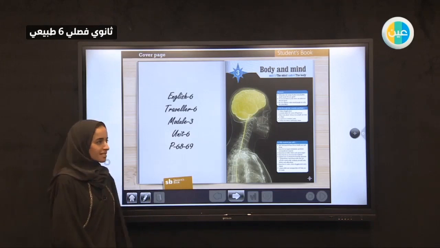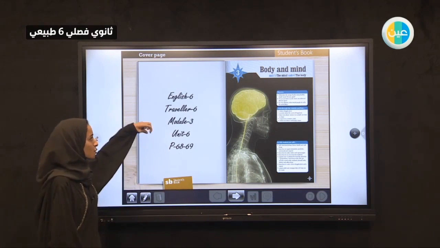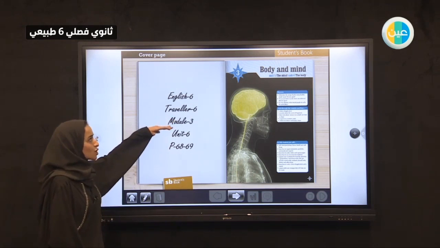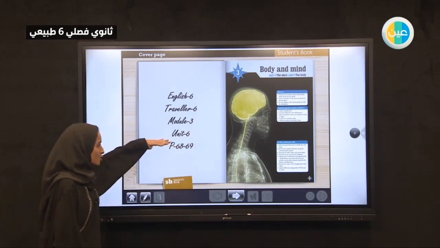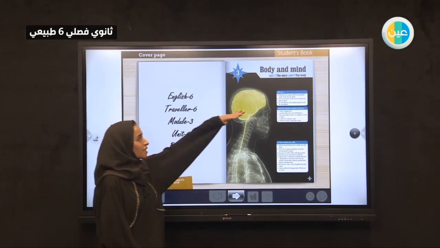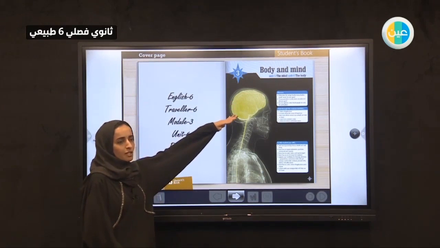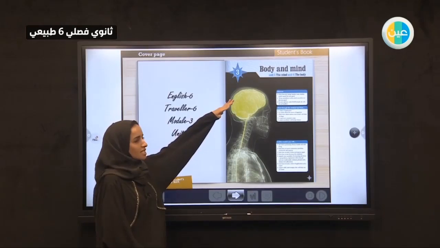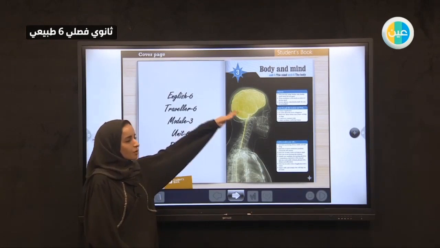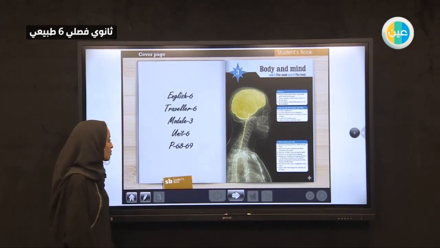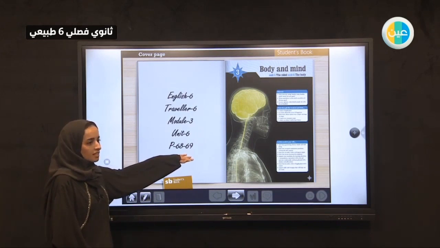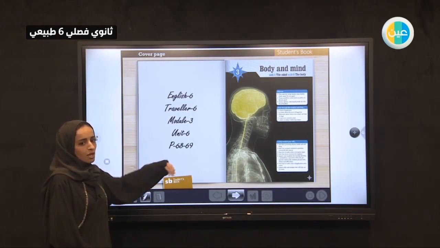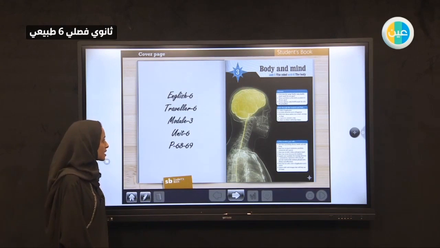The English class, English 6, from your book Traveler 6, module number 3, Body and Mind, unit 6, which is the body. We are all done from the first unit, which is the mind, and now we will focus on your body. Now open your books on page 68 and 69. Your student books, page 68 and 69.